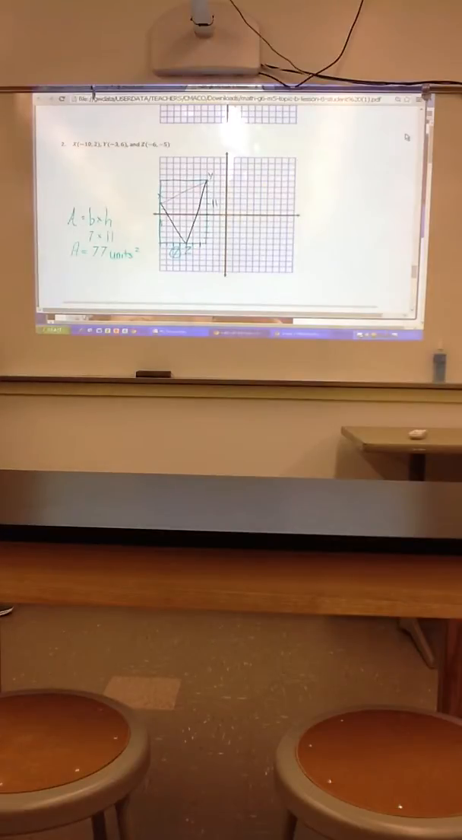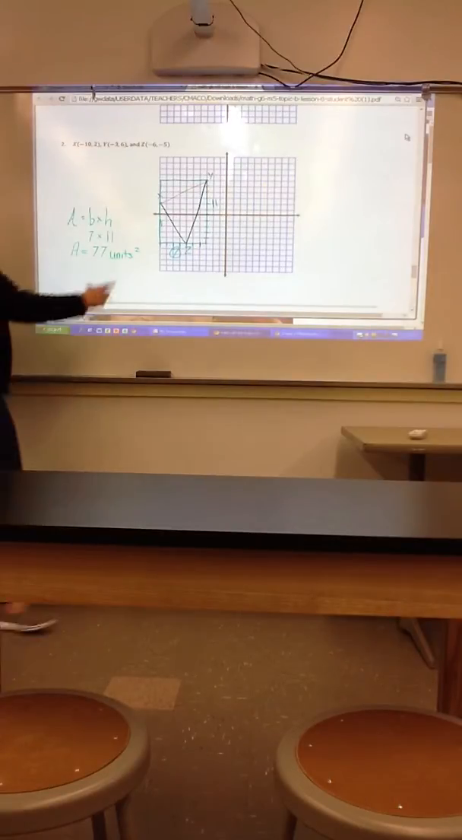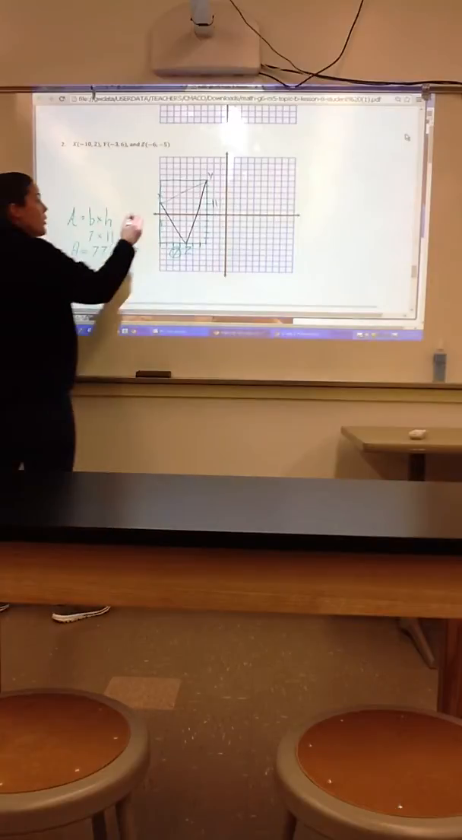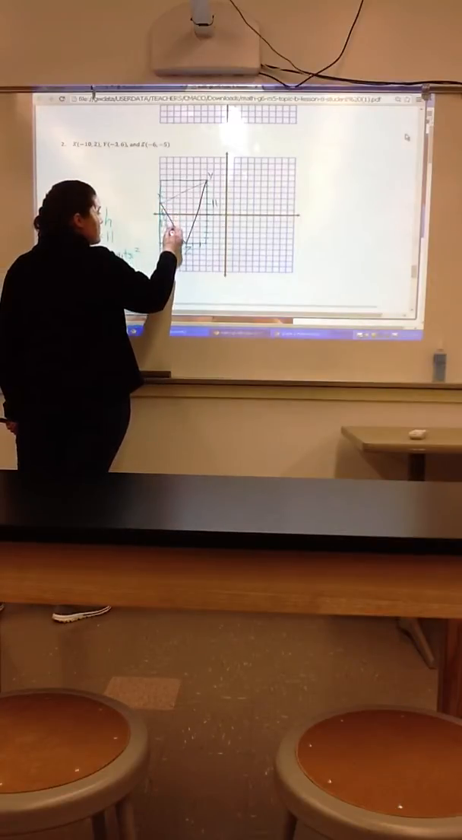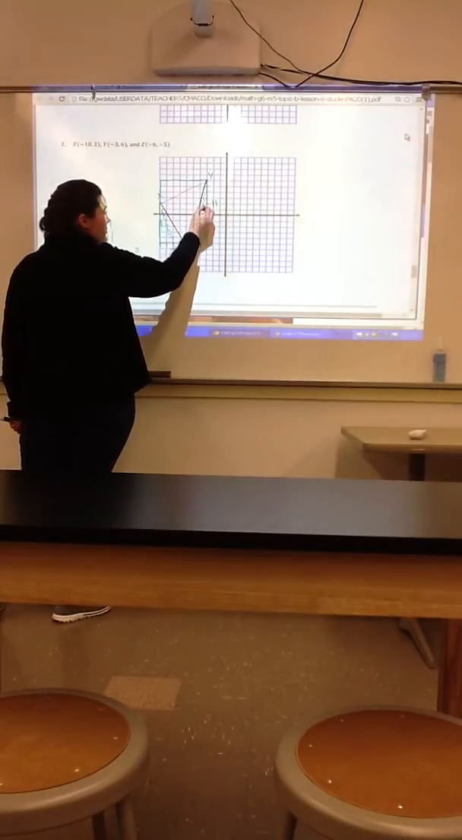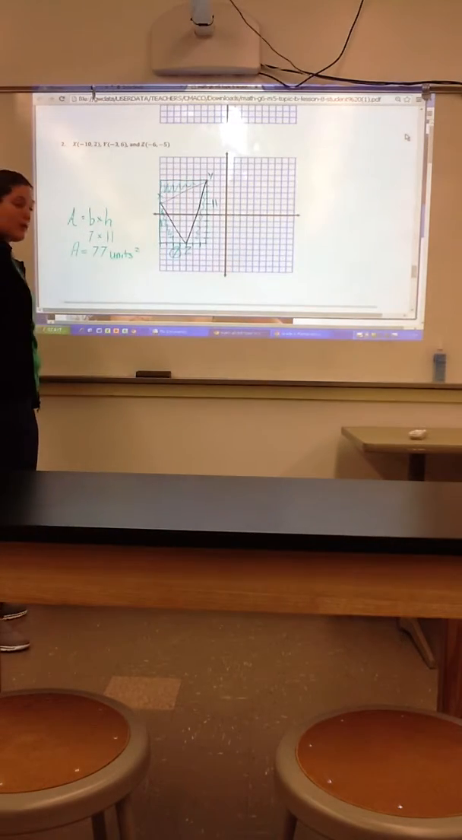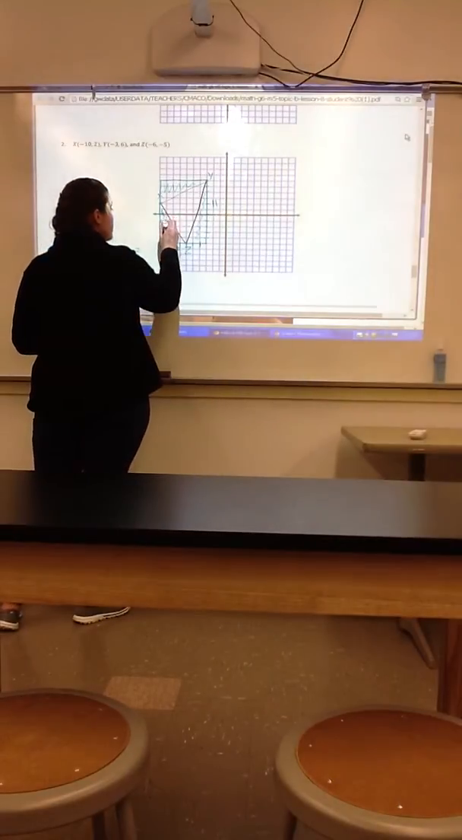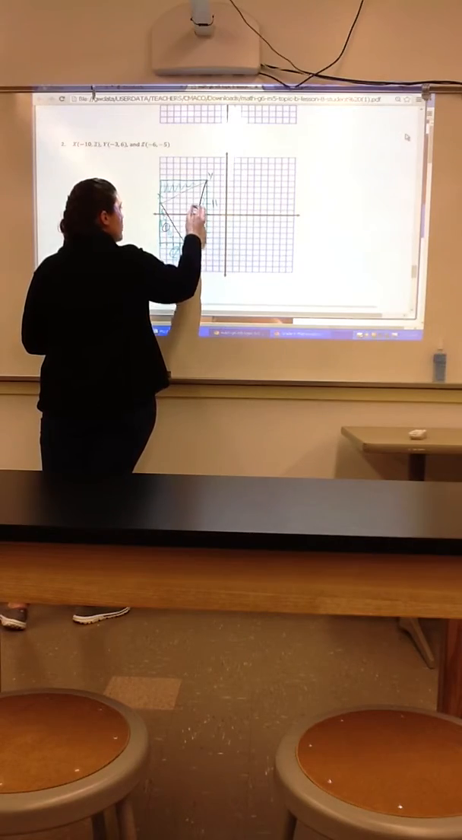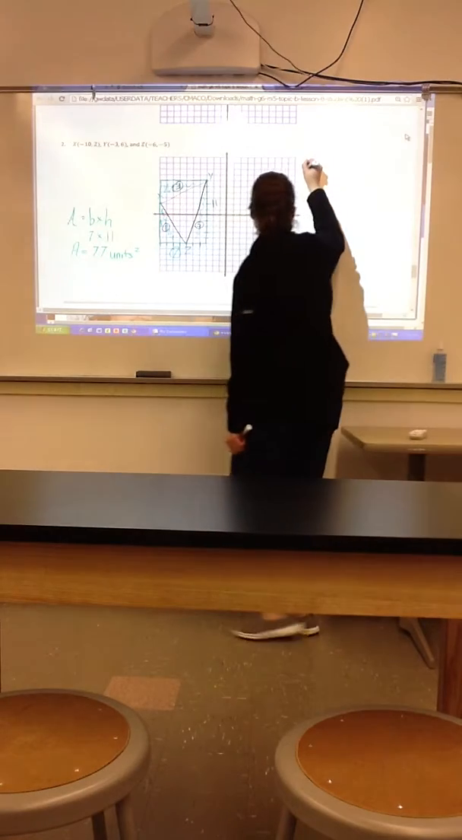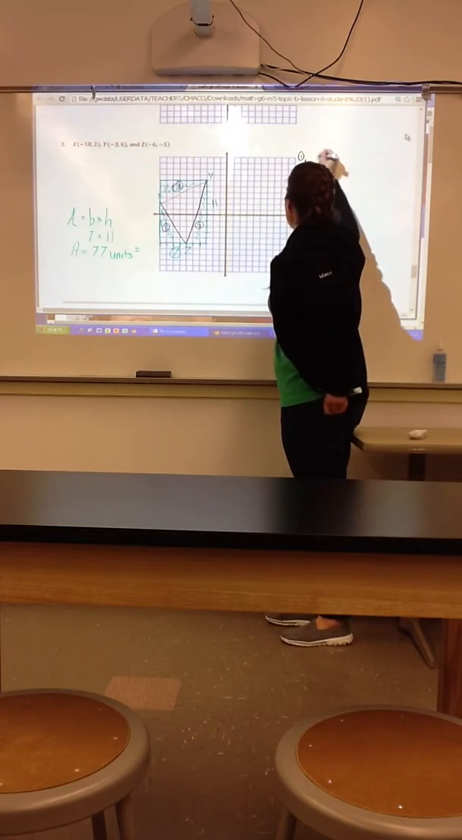Now that I've done that, in order to find the area of my triangle, I need to figure out the parts that I do not need to find the area of, which are triangle 1, triangle 2, triangle 3. So I'm just going to go ahead and number those: 1, 2, 3.